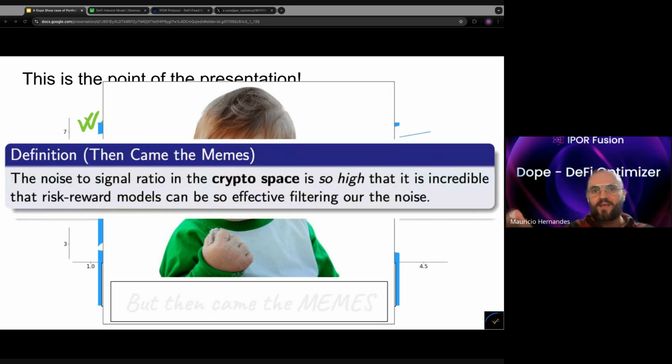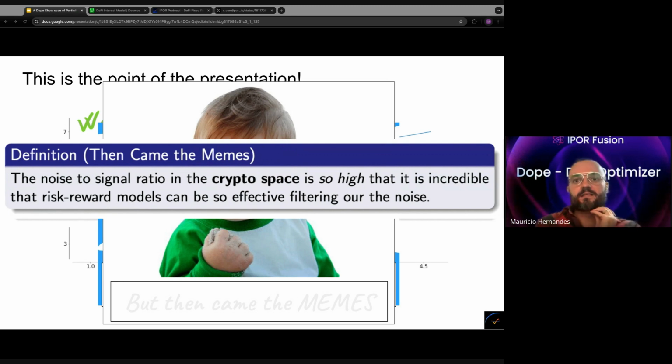So what I mean by "then came the memes" is really this idea that the noise-to-signal ratio in the crypto space is very high. To be honest, this is incredible, and I hope I can blow your minds as it blew mine when I figured it out, that it can be so effective, right?